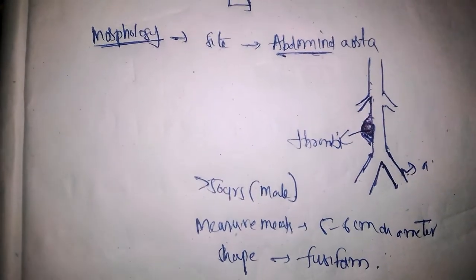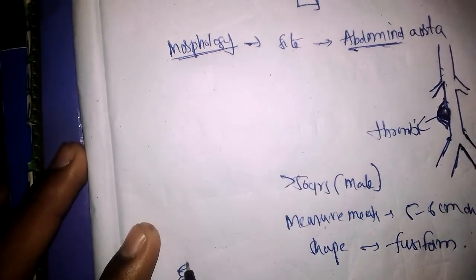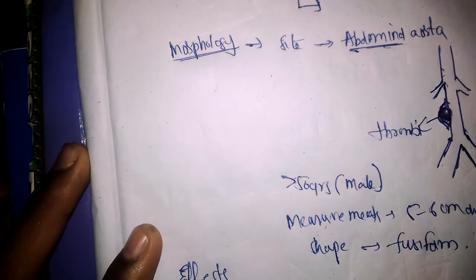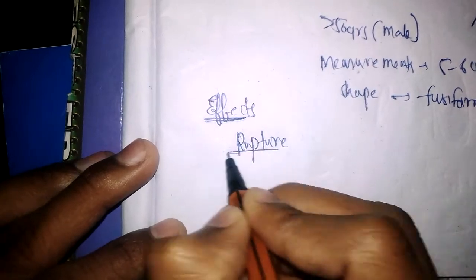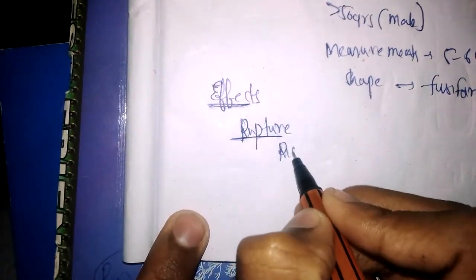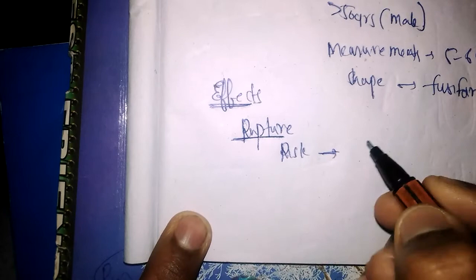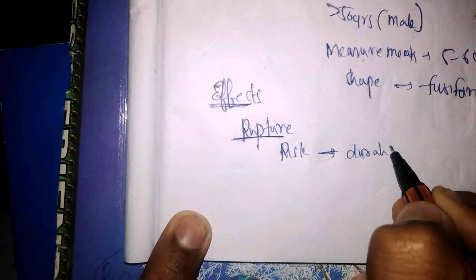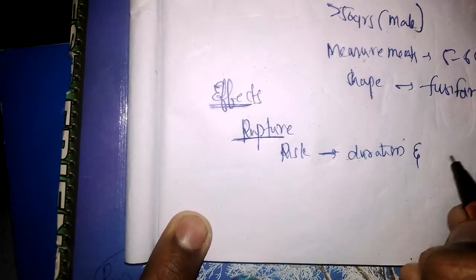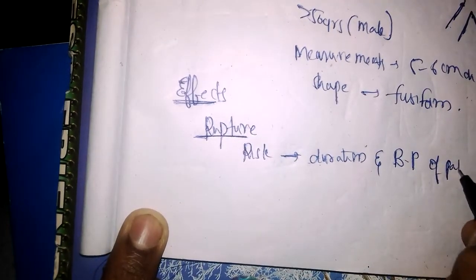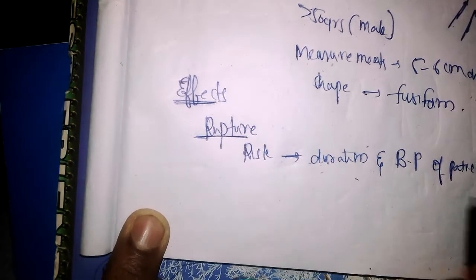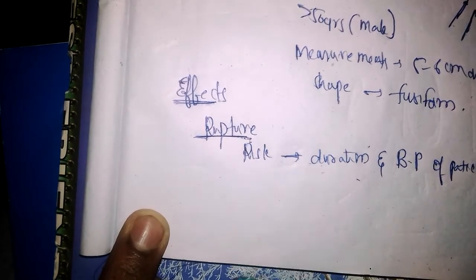Okay, and then coming to complications or effects of this atherosclerotic aneurysm. The most important complication is rupture. Okay, rupture is the most important complication, and the risk of rupture depends mainly on the duration of the aneurysm and the blood pressure of the patient. Okay, these are the two important risk factors that may lead to rupture of this atherosclerotic aneurysm.